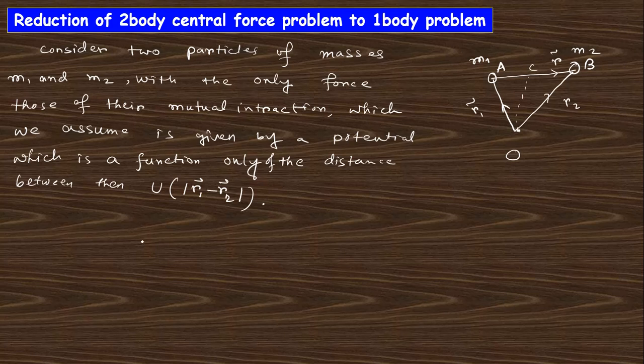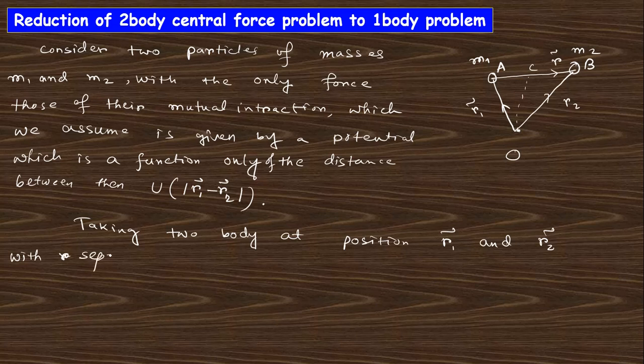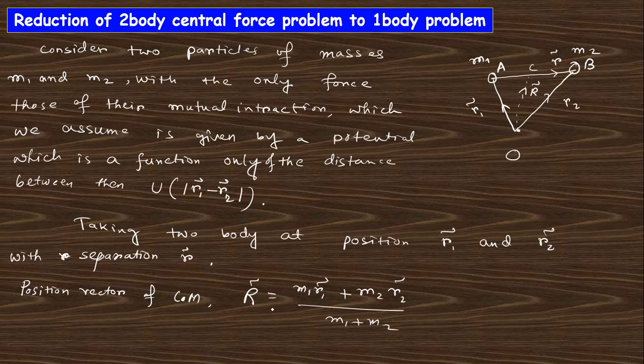So taking two bodies at positions r1 and r2 with separation r, since there is no external force, the position vector of the center of mass, the r vector, equals m1 r1 vector plus m2 r2 vector, divided by m1 plus m2. Simple.